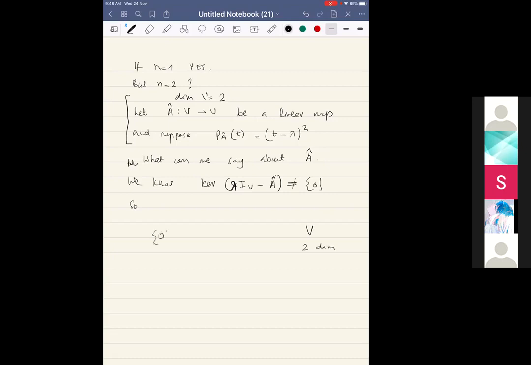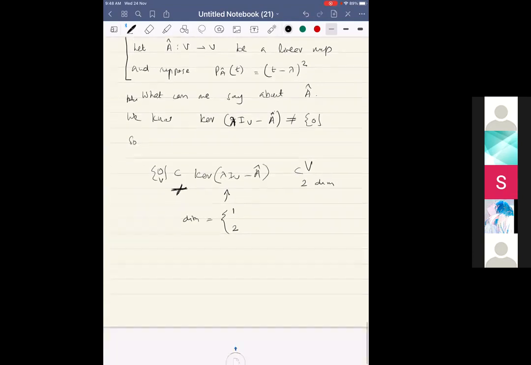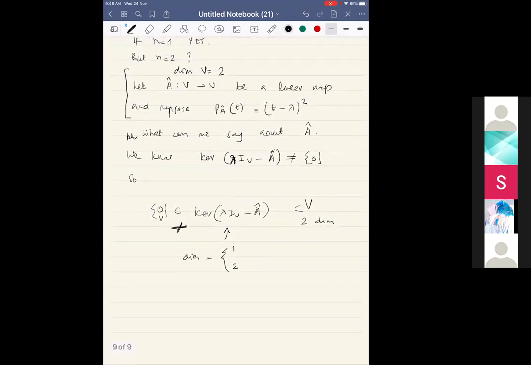There is the zero subspace, and then there is the kernel of lambda IV minus A hat, which is a subspace. Now this is non-zero, so this is not equal. So what are the possibilities for the dimension? It is 1 or 2, because the dimension here is 2, and this is not the zero subspace, so the dimension has to be at least 1.